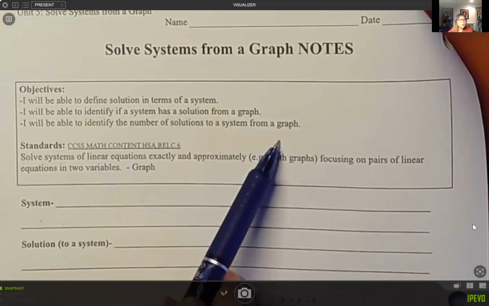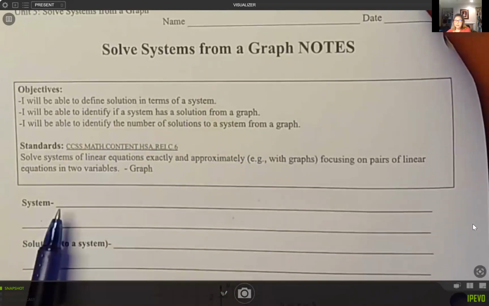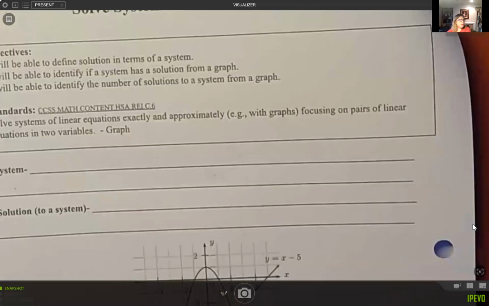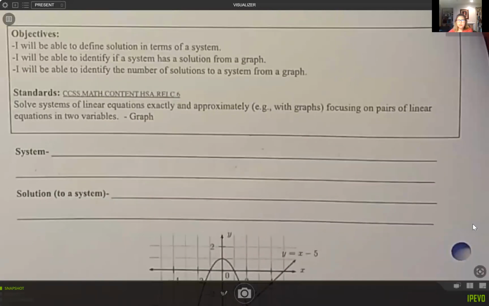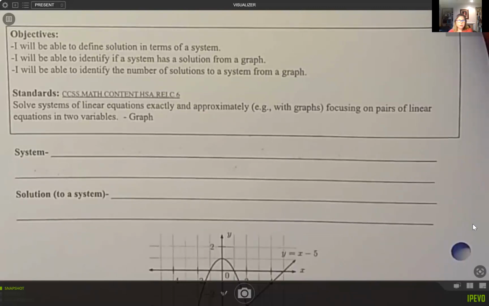All right. So first of all, we want to define what a system is. A system is basically a collection of two or more equations involving the same set of variables. So it's like two or more related events happening at the same time, using the same variables. And then we graph them on the same coordinate plane so that we can see how they interact together.